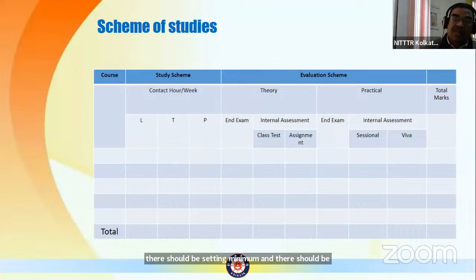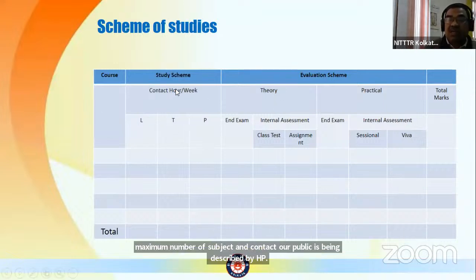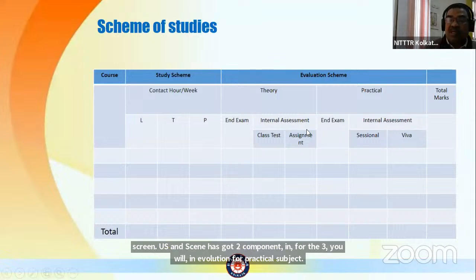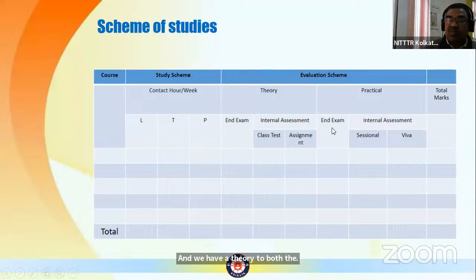Contact hours per week are described here as LTP. LTP means lecture, tutorial, and practice. This is called the study scheme, and this is the evaluation scheme. The evaluation scheme has two components: evaluation for theory and evaluation for practical subjects. Theory has both interim examination and internal assessment, class test and assignment, and practical has internal assessment for sessional and also the viva.